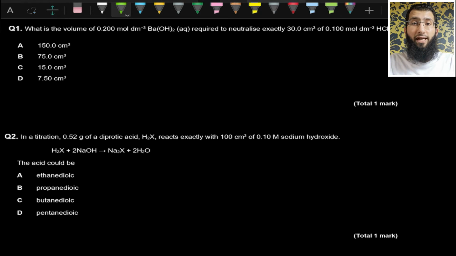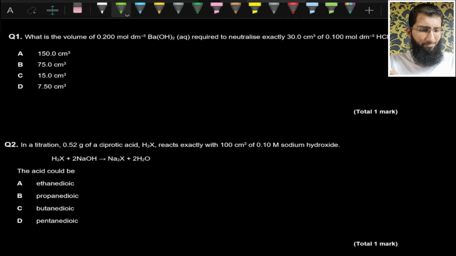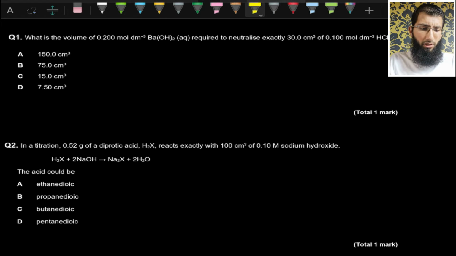In today's video, we'll be focusing on tackling a few multiple choice questions on acids and bases. So let's see how we get along. Now, in question number 1, you're asked to determine the volume of 0.2 molar barium hydroxide that's required to fully neutralize 30 centimeters cubed of 0.1 molar HCl. And we've been given 4 options.